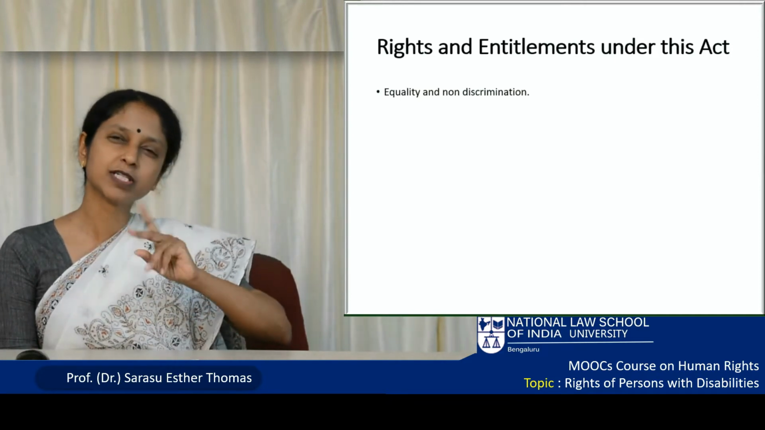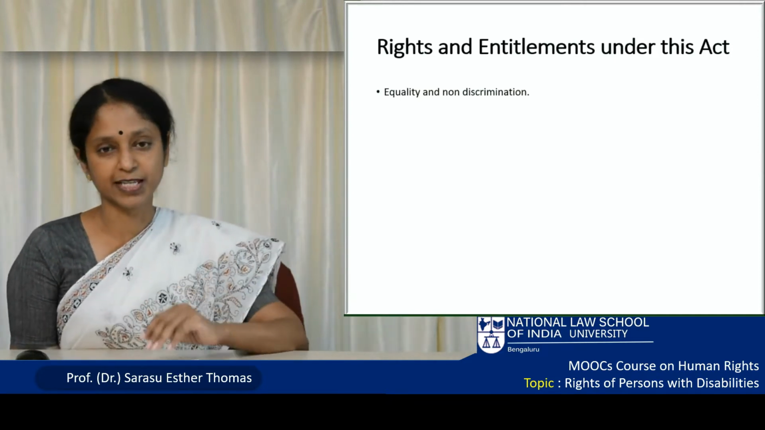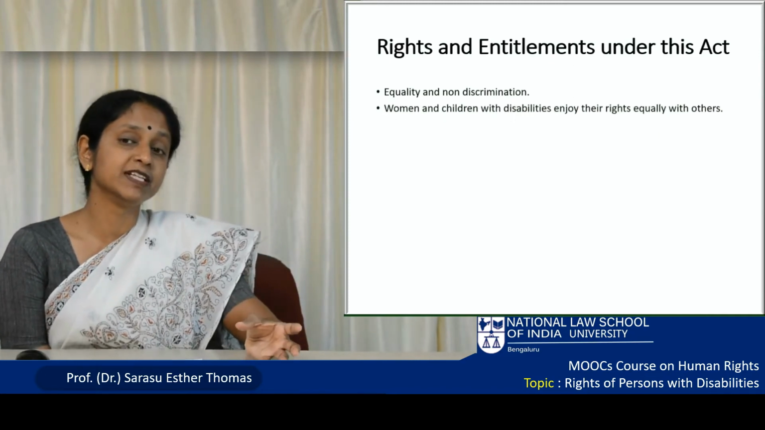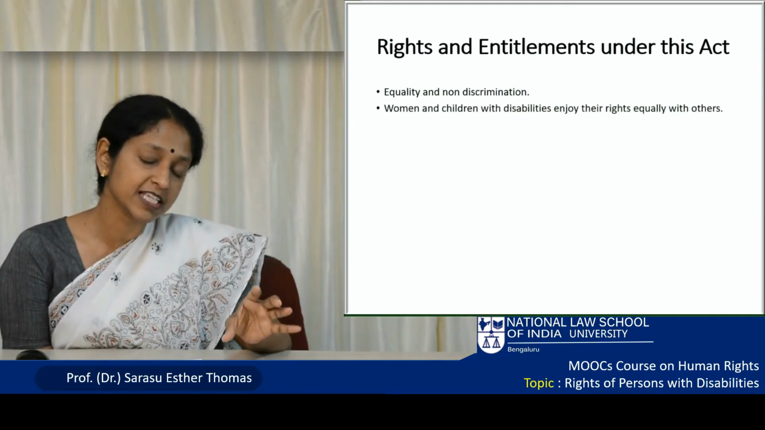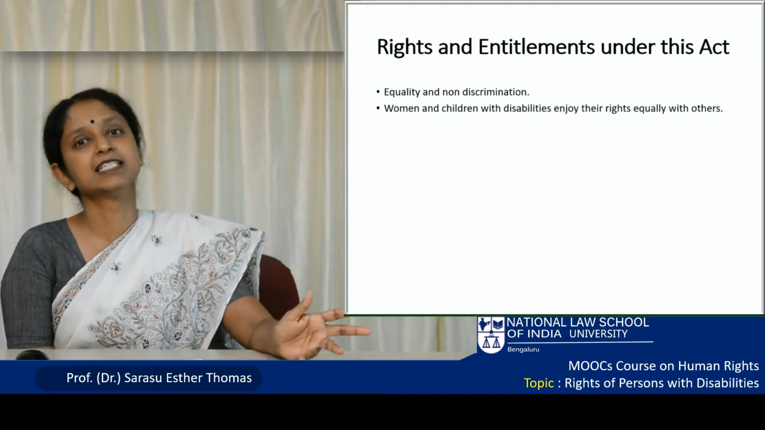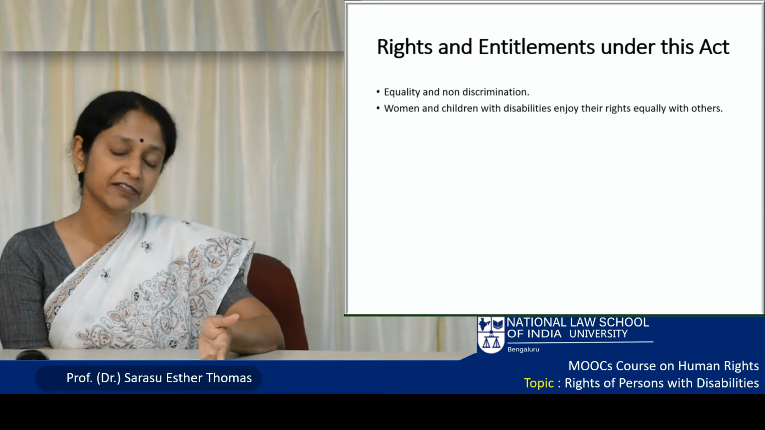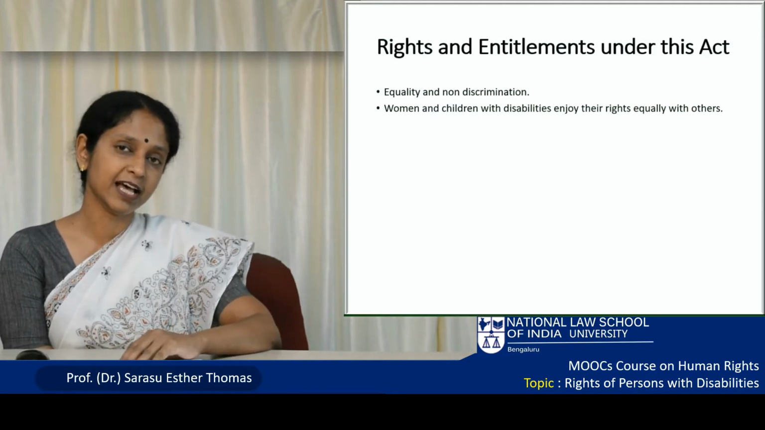So equality and non-discrimination are two sides of the same coin. The second entitlement is specifically of women and children, where we say that they should enjoy the rights equally with others. Very interesting statements. Why women and children? Okay, how are women and children deeply affected when they have a disability?